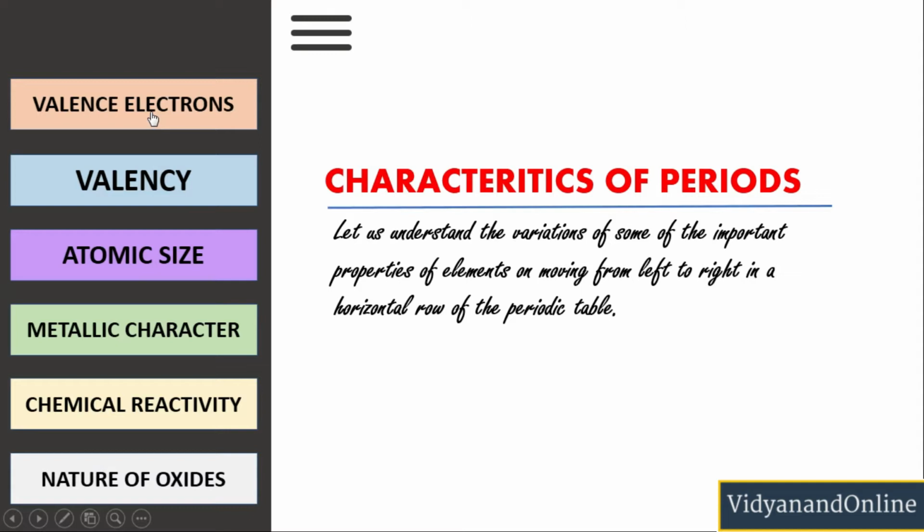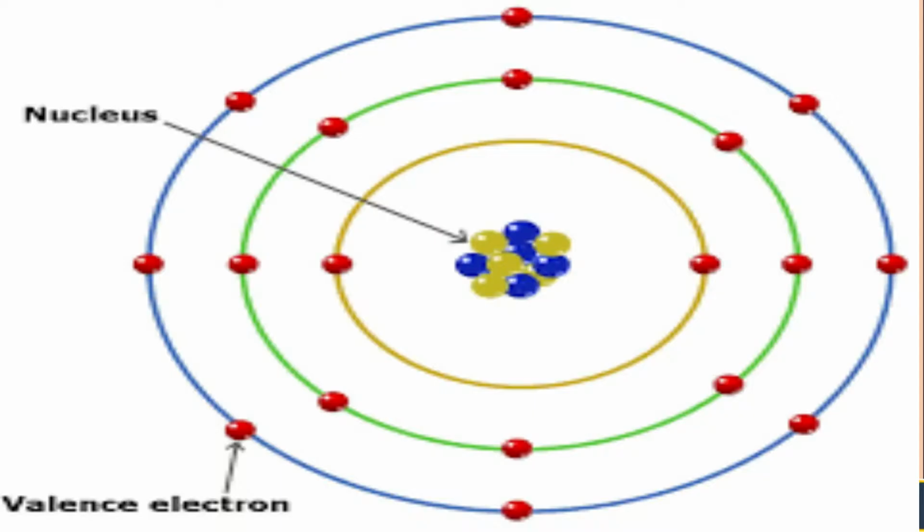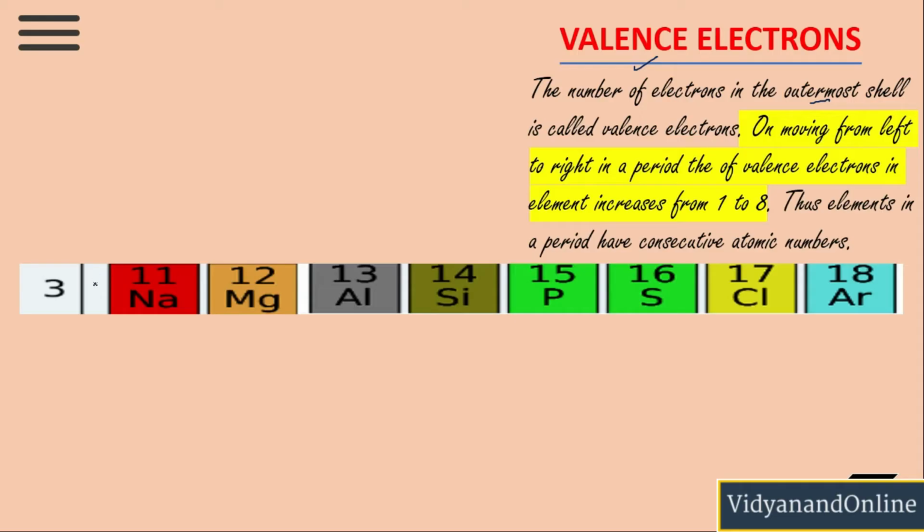So first of all, let us talk about valence electrons. So what are valence electrons? Valence electrons are the number of electrons in the outermost shell. Okay, so if I talk about this period, this period is period number 3. It is a short period consisting of only 8 elements.